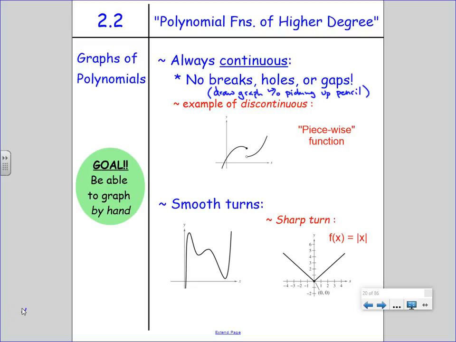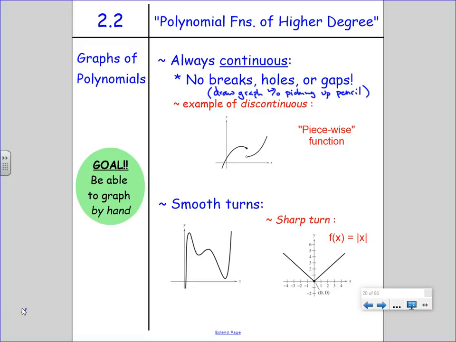Piecewise functions can be discontinuous, but most other functions, besides those with holes or vertical asymptotes, and especially all polynomials, are never going to have any jumps or breaks.